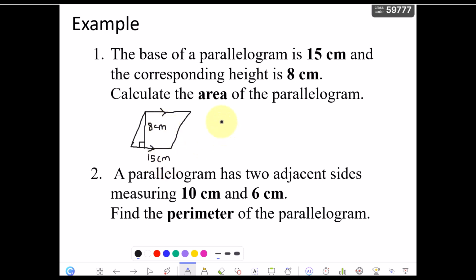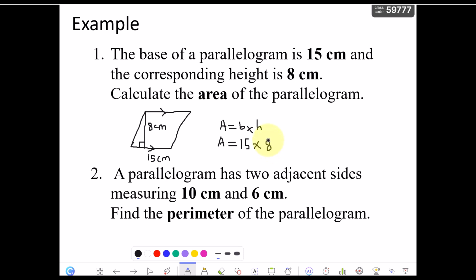So number 1 now, without wasting time, remember your formula now. Area is, we say base times height. So B times H. So area will now be equal to what? Just times it. 15 times 8. So that is your answer.